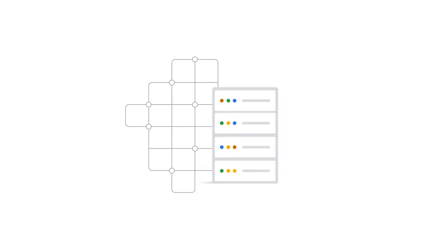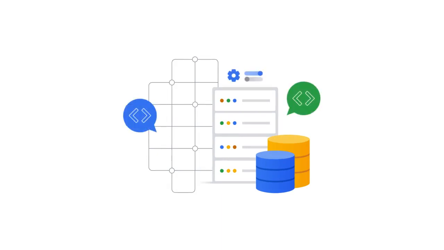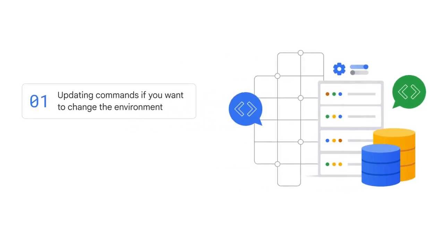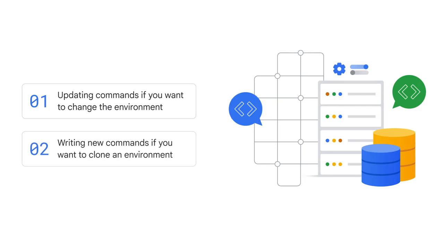Creating an environment in Google Cloud can mean lots of work, like setting up a compute network and storage resources, and then keeping track of their configurations. This process can be done manually by writing the commands you need to set up your environment the way you want. However, this is labor-intensive and requires updating commands if you want to change the environment, or manually writing new commands if you want to clone an environment.